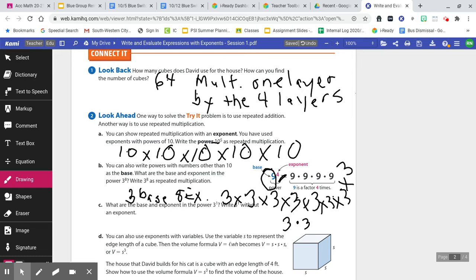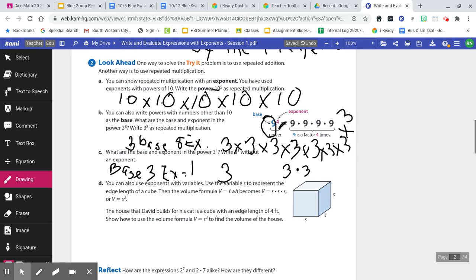What are the base and exponent in 3 to the first power? Write 3 to the first power without an exponent. So the base is 3, and my exponent is 1. So that means I multiply 3 one time. So therefore, how would I write it without the exponent? Just as the number 3, because it's 3 by itself only one time.